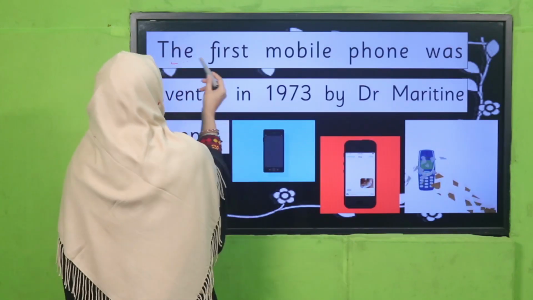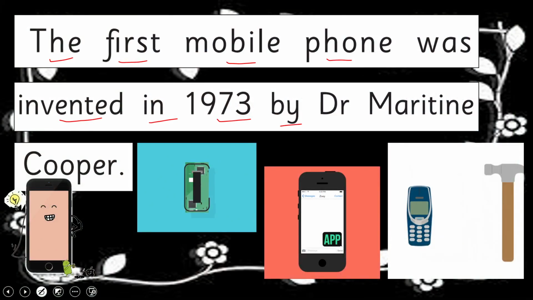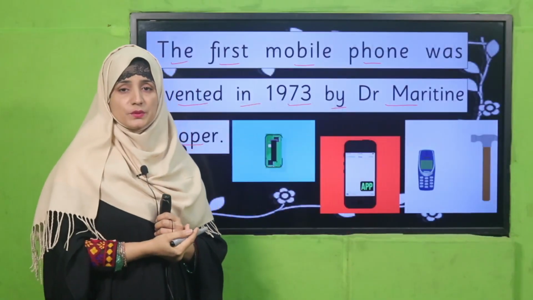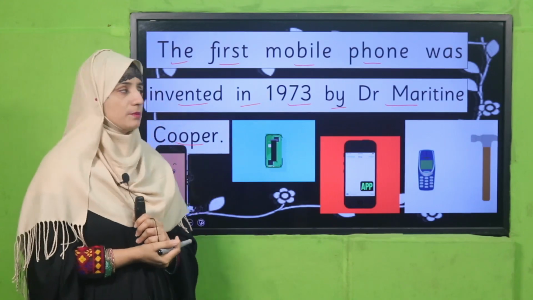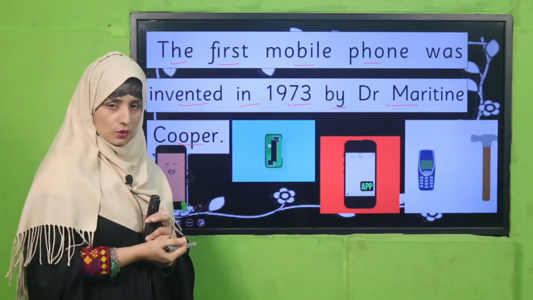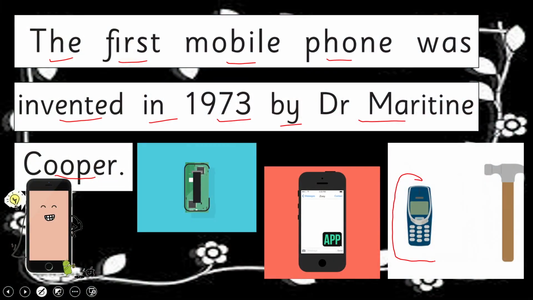The first mobile phone was invented in 1973 by Dr. Martin Cooper. So who invented the first mobile phone, my dear students? Yes, the first mobile phone was invented in 1973 by Dr. Martin Cooper. My dear students, in this way the mobile phone was invented.